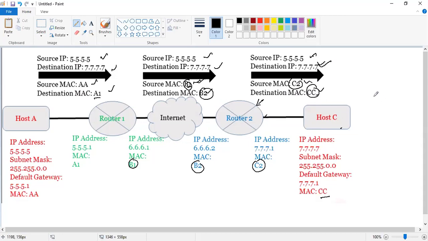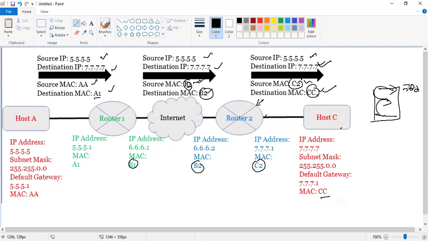Once the machine receives it, it opens it up. First, it checks the destination MAC address: does it belong to me? Yes, the destination MAC is CC, it belongs to me. It doesn't check the source MAC address, because whether it belongs to it or not is what it has to check first. Now that the MAC address satisfies that rule, it opens the IP packet and checks whether the destination IP address belongs to it or not. That is 7.7.7. Yes, it belongs to me.